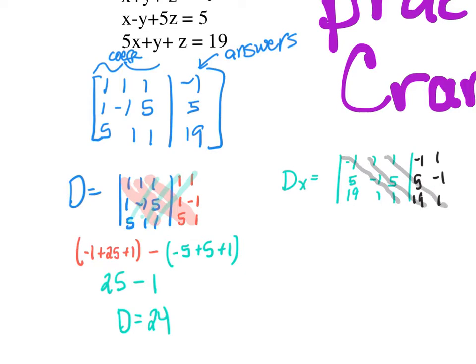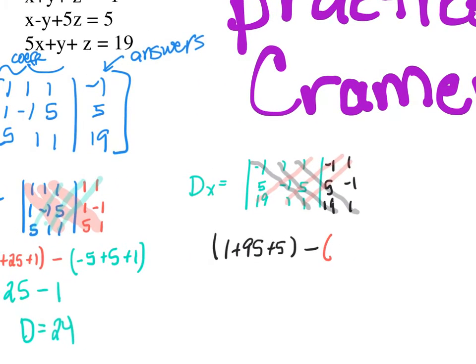Here, here, and here. So when I figure this out, I have negative 1 times negative 1 times 1 gives me 1. I have 1 times 5 times 19, which is 95. And then I have 1 times 5 times 1, which is 5. Minus, let's find our minors. We have 1 here, here, and here. So we have 19 times negative 1 times 1, so it's going to be negative 19. 1 times 5 times negative 1 is negative 5. And then 1 times 5 times 1 is going to give me positive 5.